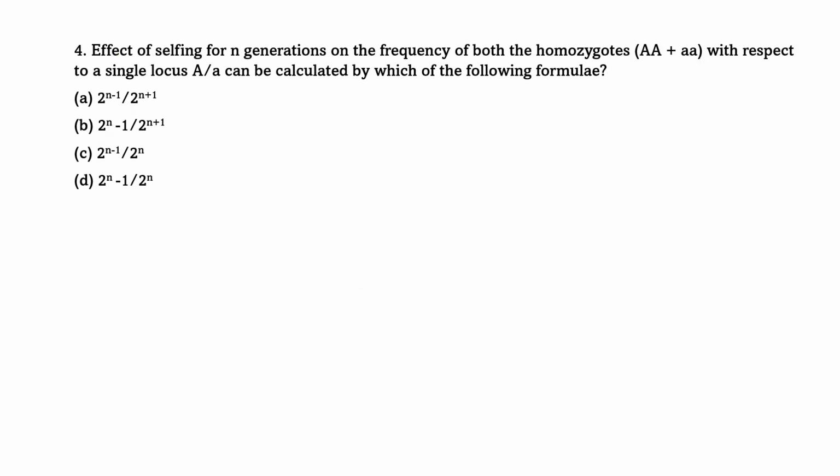Next one, a similar one: the effect of selfing for n generations on the frequency of both homozygotes with respect to a single locus can be calculated by which of the following formulas. So here the formula is (2^n minus 1) divided by 2^n. This will be the simple formula if they are asking for the frequency of both homozygotes. The earlier one was for one of the homozygotes. If they are asking for both homozygotes, it is (2^n minus 1) divided by 2^n. Again, n is the number of generations.